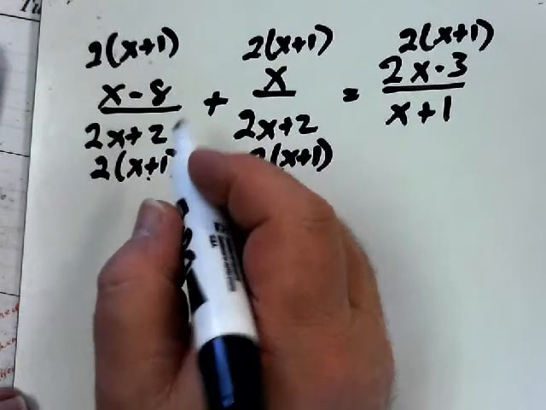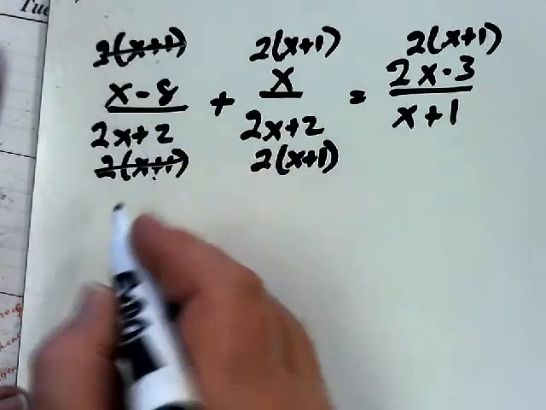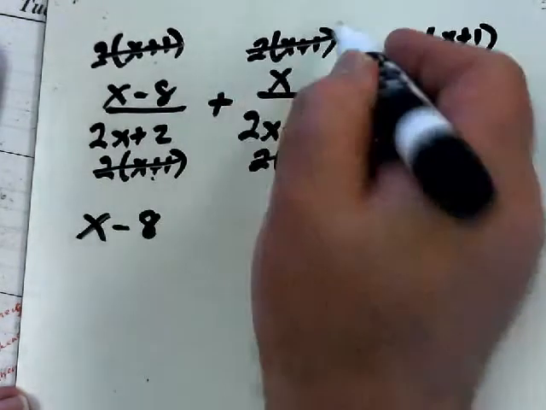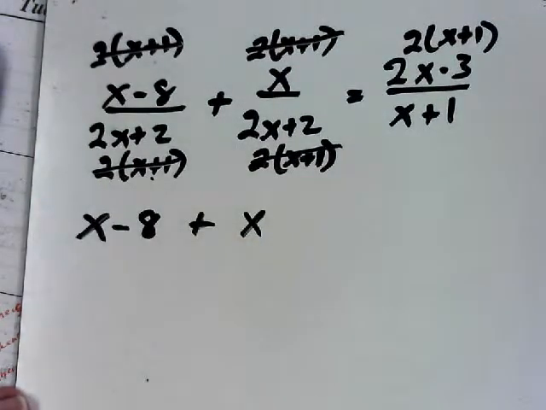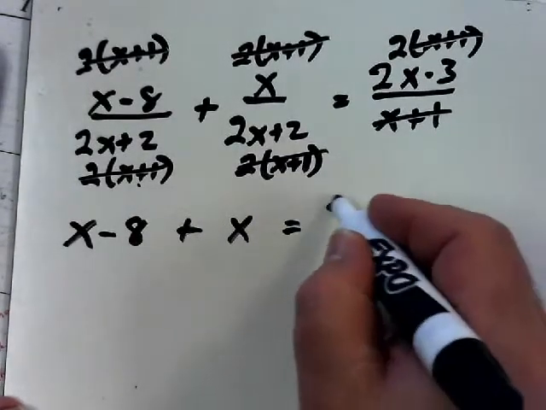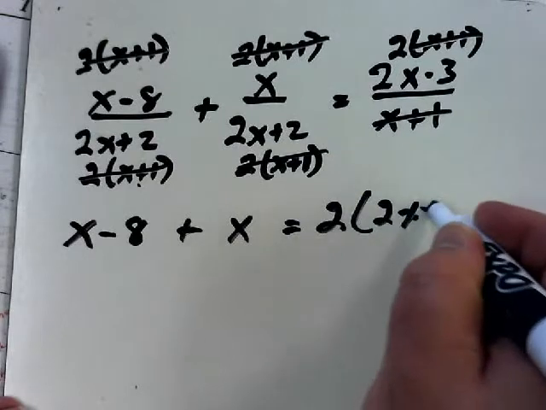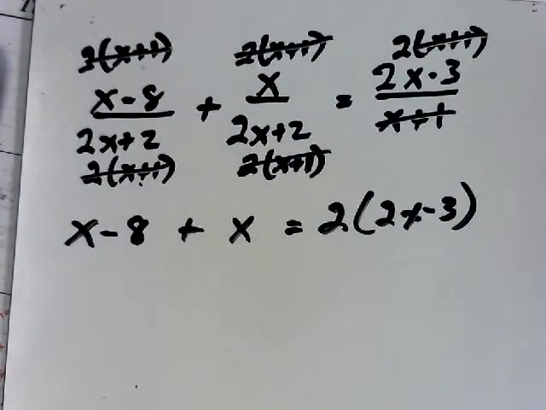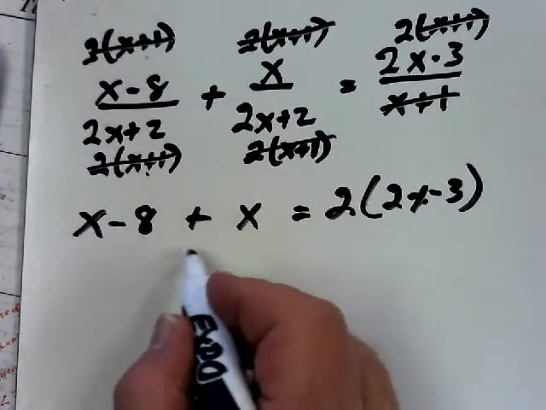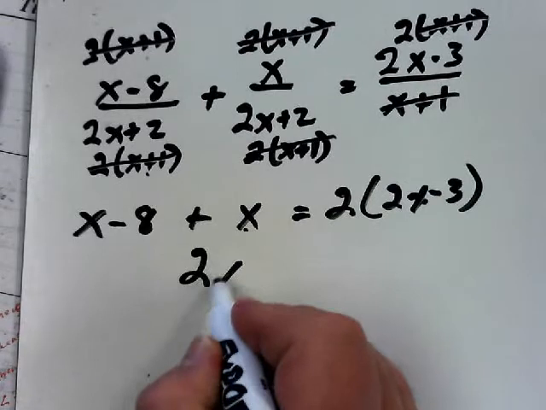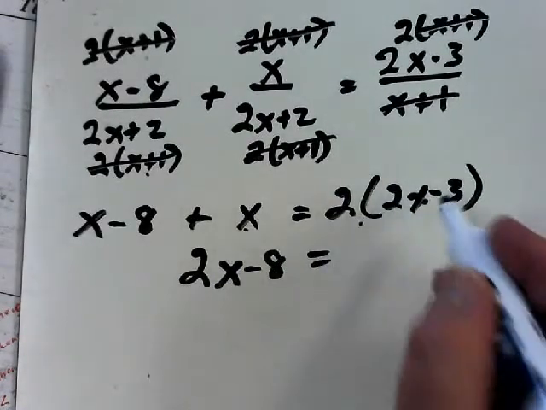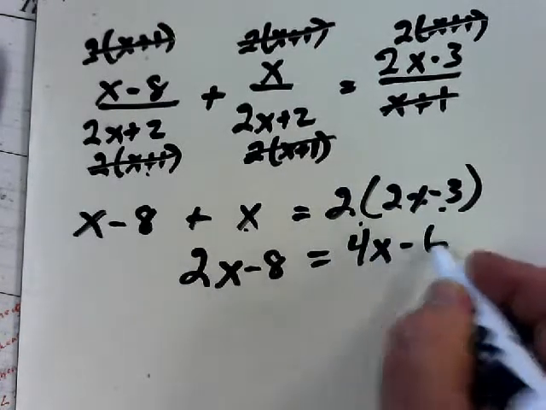So when I start to cancel, all of this cancels all this, so I end up with x minus 8. All of this cancels all of that, which gives me plus x. This cancels this, which gives me 2 times 2x minus 3. Yeah, I'm multiplying it right now. Okay? And I'm going to add this x and this x together. So I have 2x minus 8. And you said multiply this. So I have 4x minus 6.